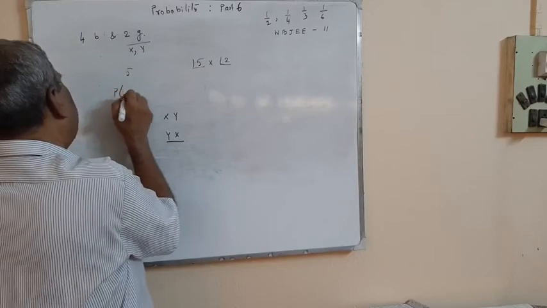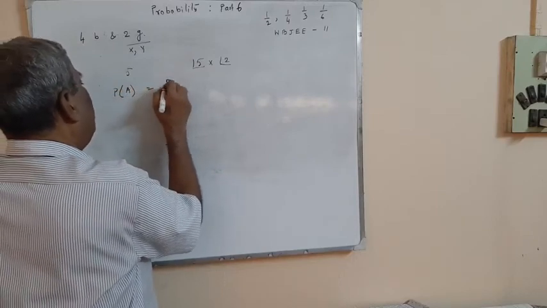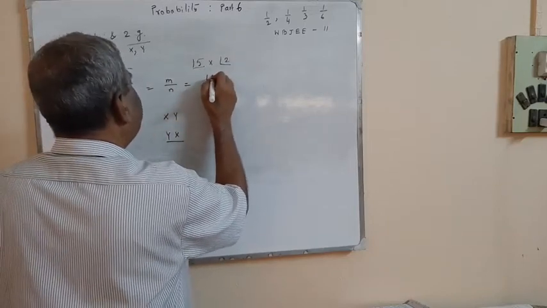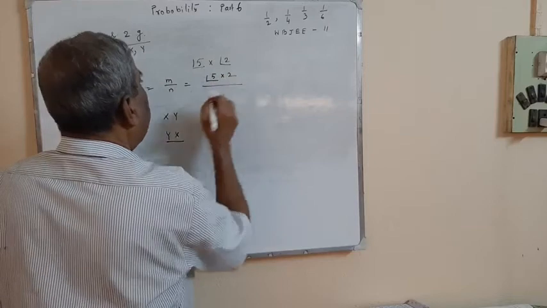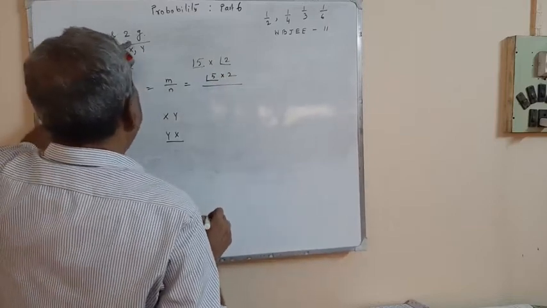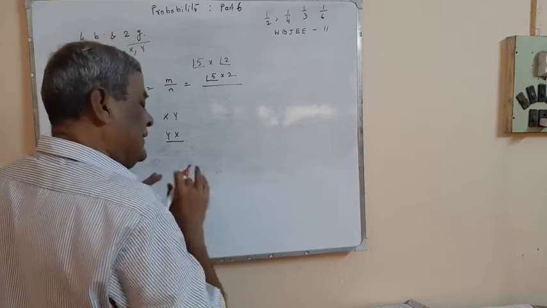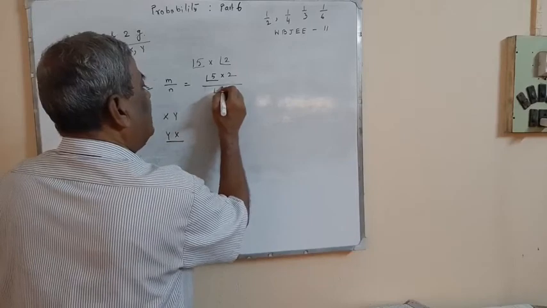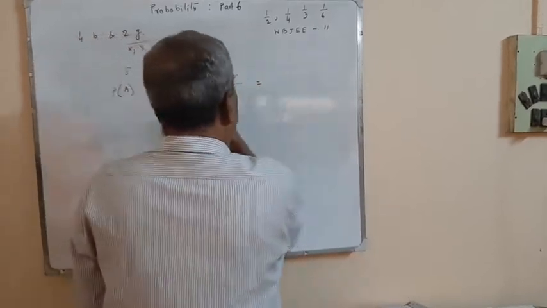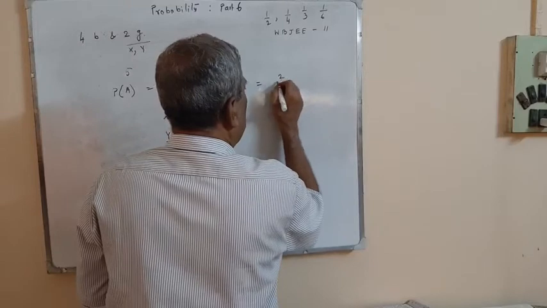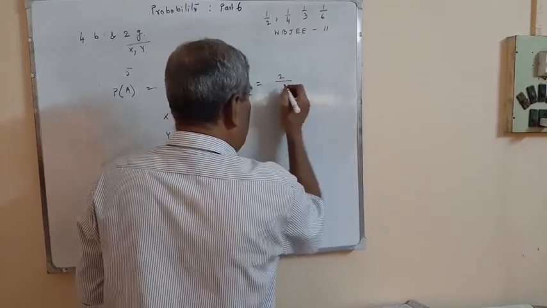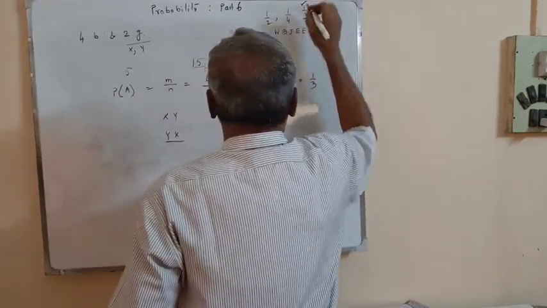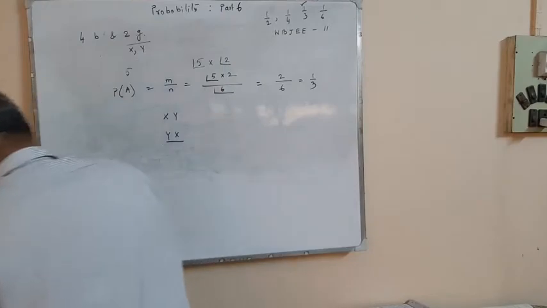So the probability of that event A is equal to m by n. M is equal to factorial 5 into 2, divided by n. N is, there are 6 candidates and they are taking their seats in a row. They can be arranged as factorial 6, so that factorial 5 can be cancelled, 2 by 6 only, that is 1/3 is the answer. So this is our correct option.